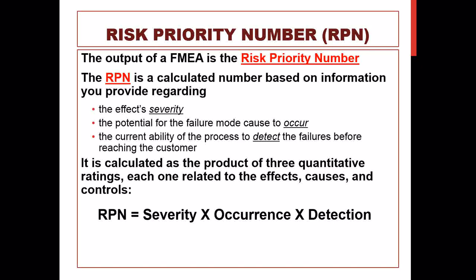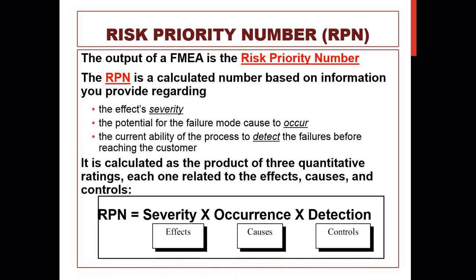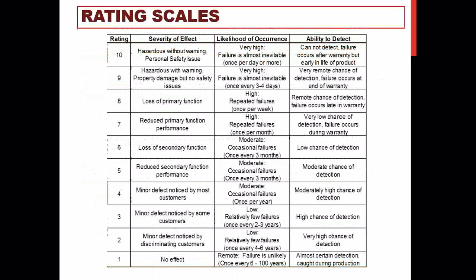And last, we're going to look at our ability to detect or control this failure from occurring. If we're likely to catch it early, which is good for us, that's going to have a low number of 1. If we're not going to have a good ability to detect it, then that's going to be a 10. So our range of RPN numbers here, using this 1 to 10 scale with the 3 items we're tracking, is going to be 1 to 1,000.